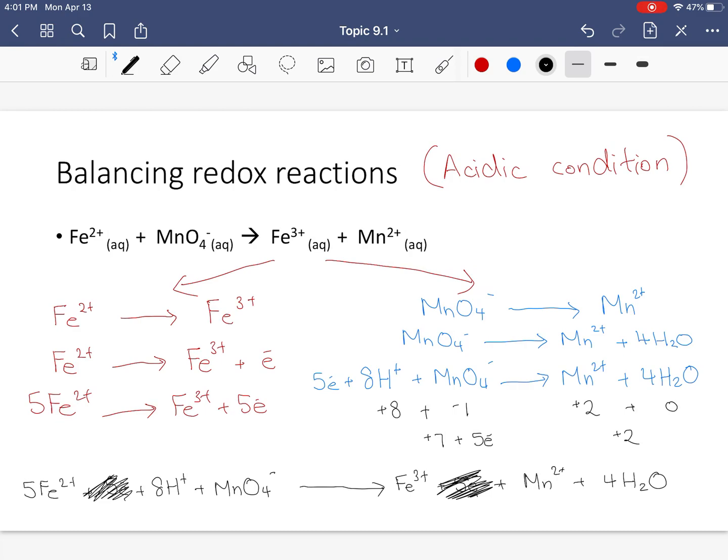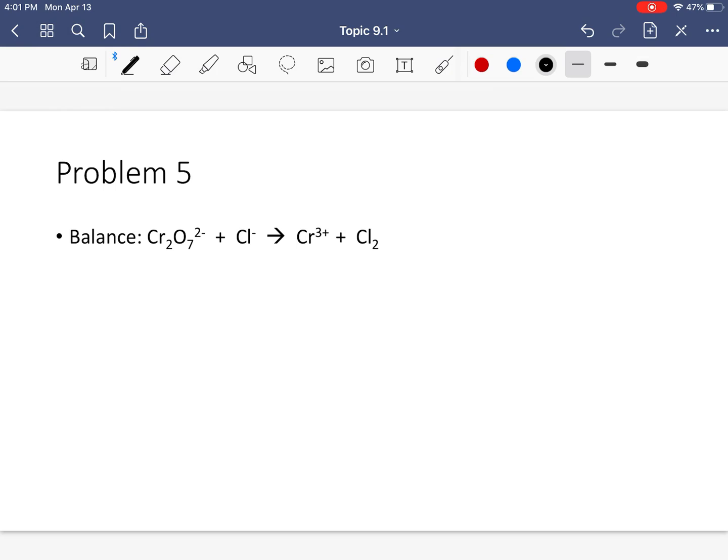Hopefully, I actually have one example for you to do today. I hope you guys get it, but that's how you balance a redox reaction. Now, this is actually very important. We're going to look at redox titration in a couple of days, and you need to know the skills. Okay, let's take a look at another example.